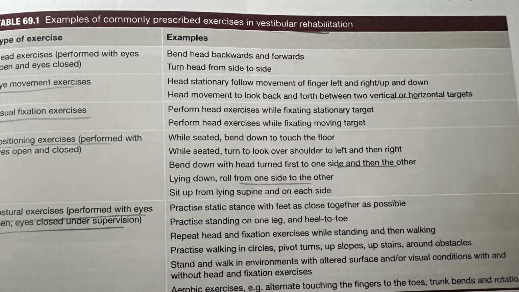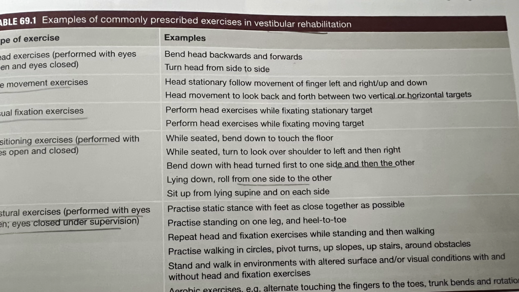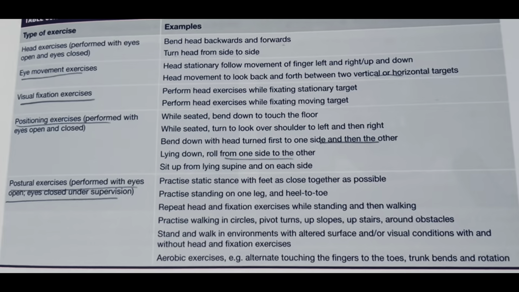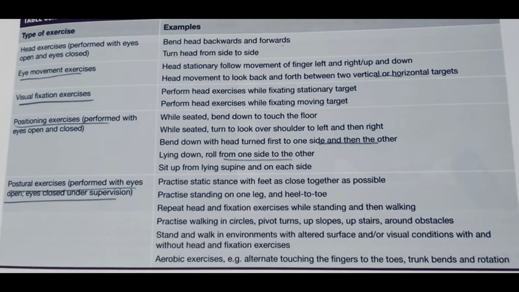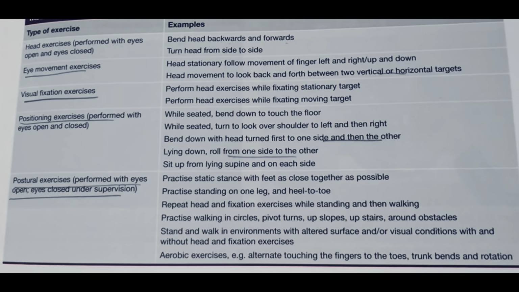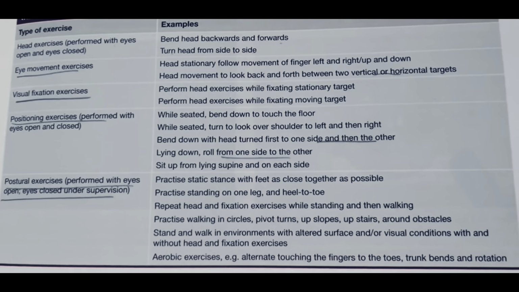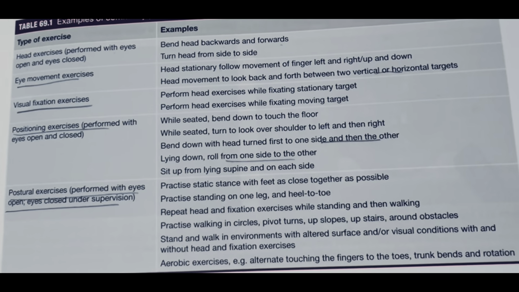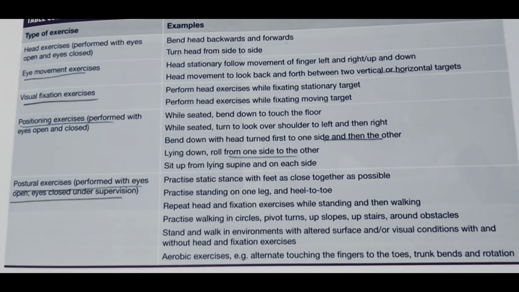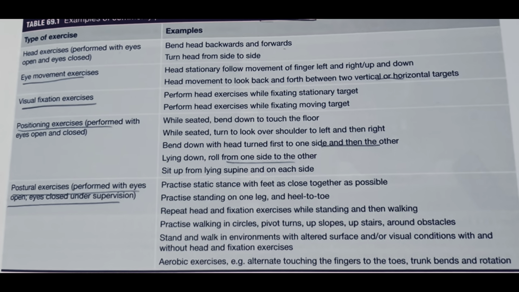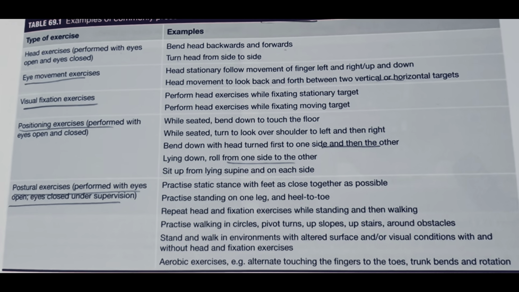Positioning exercises can be as straightforward as turning the head while seated or rolling from side to side while lying down. These help patients regain confidence in their movement. Postural exercises are more about balance, like standing on one leg or walking in a straight line. Over time, these exercises reduce fall risks and improve gait stability.